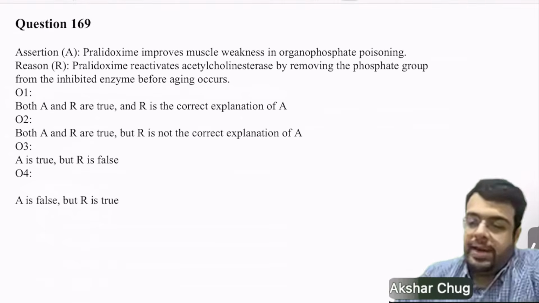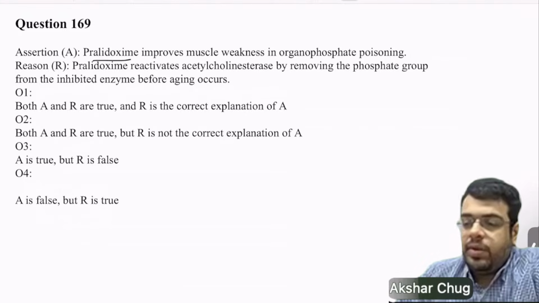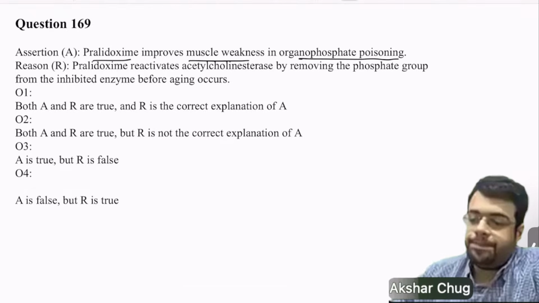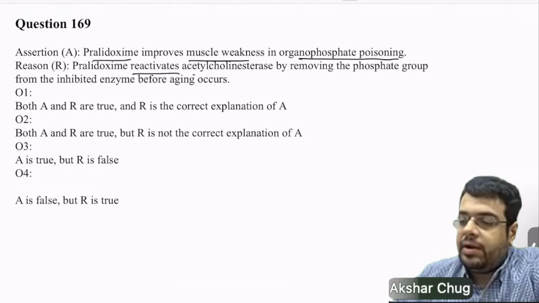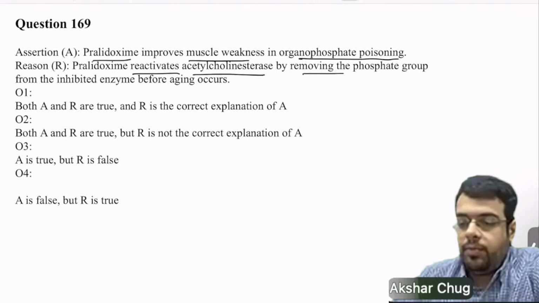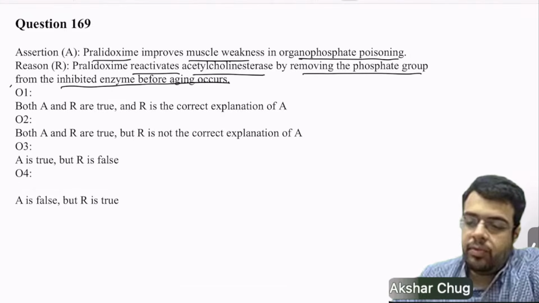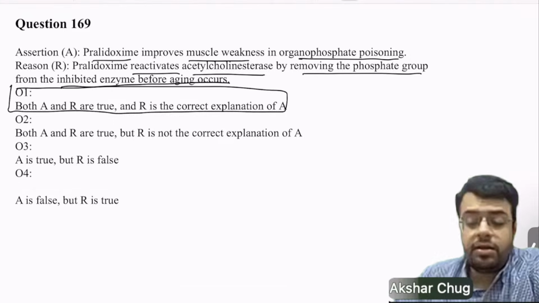169, pralidoxime improves muscle weakness in organophosphate poisoning, which seems to be correct. Pralidoxime reactivates acetylcholinesterase by removing the phosphate group from the inhibited enzyme before aging sets in. That is definitely correct. So both are correct, and the reason is the correct explanation of the assertion.